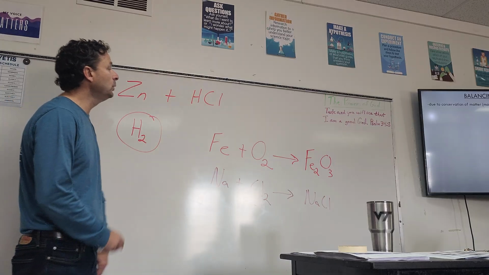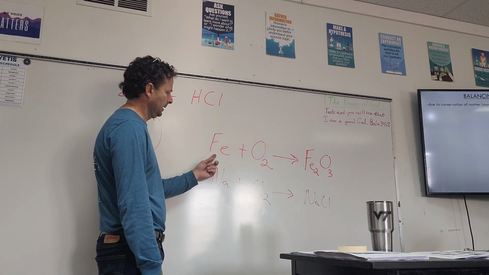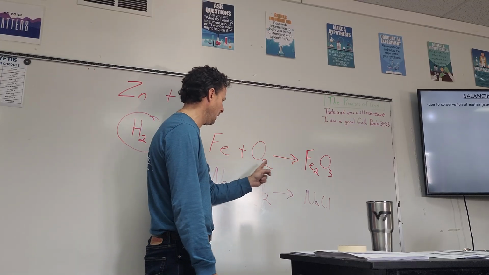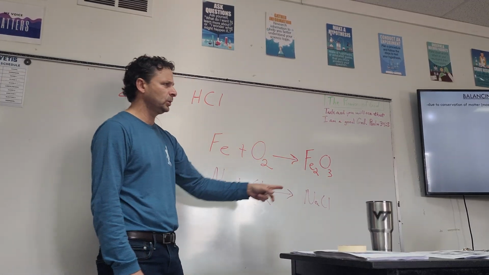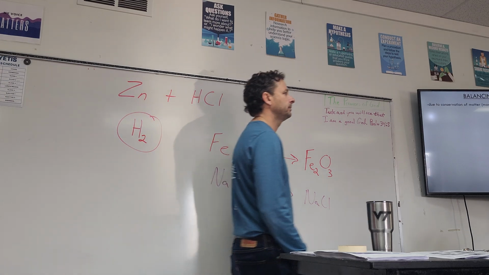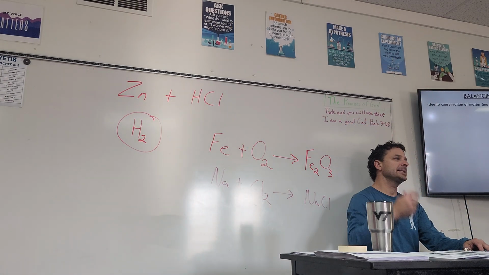The few that did said, hey, wait a second. There's 1 iron here and 2 there. There's 2 oxygens here and 3 there. There's 1 sodium and 1 sodium. That's good, but there's 2 chlorines and 1. So, something's wrong. Why is something wrong?